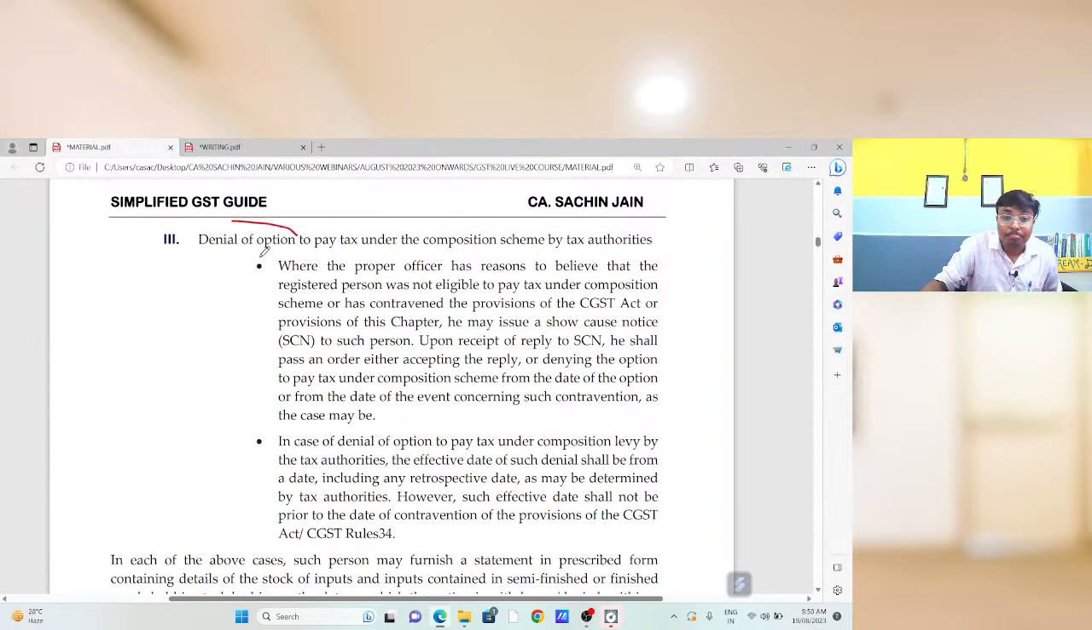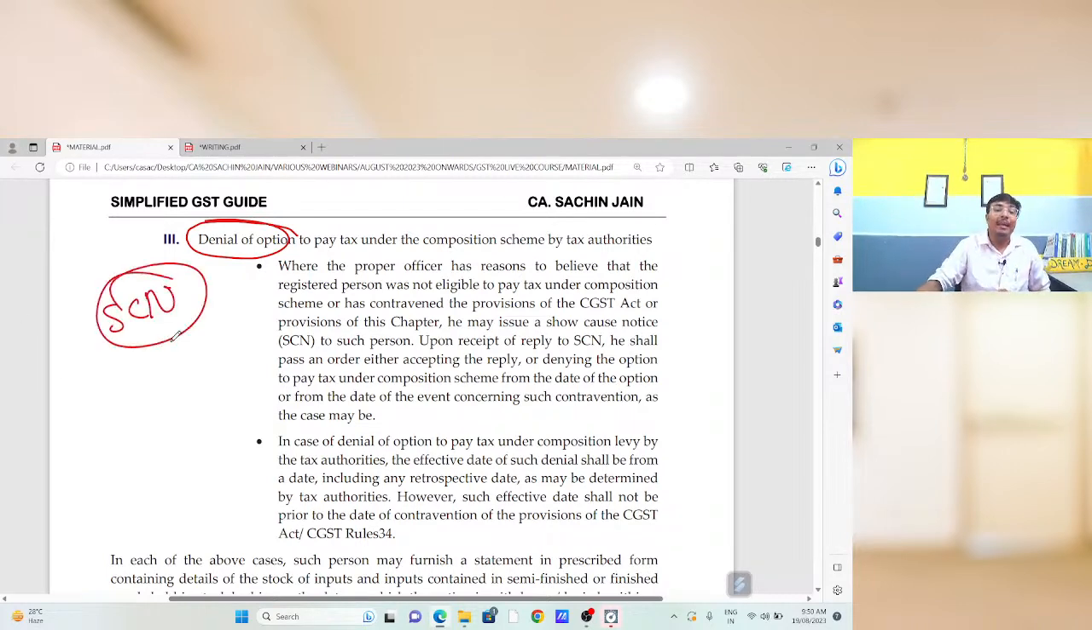Now, the assessing authority, the tax authority, has the power to deny the composition scheme. When I apply for the composition scheme and at the time of checking, the tax authority finds that I am not eligible to opt for that particular scheme due to my turnover, due to the product, due to the service category, due to the state, due to a default in the calculation of the aggregate turnover, in that case they may issue a show cause notice, that is SCN, to me, that you are not eligible for that composition scheme, and I need to file my reply for that case.